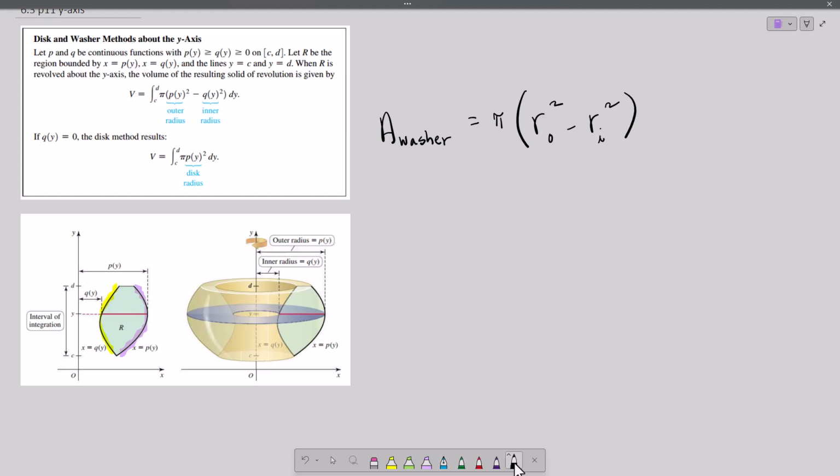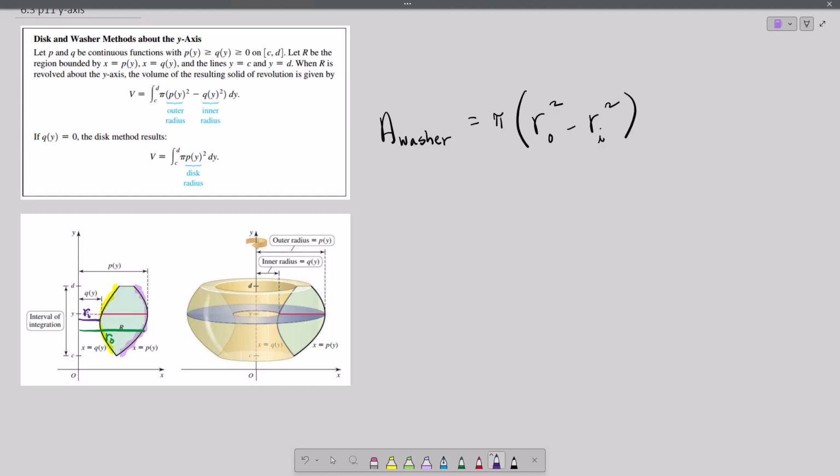That means the integrand has to be only filled with y expressions. Can't have any x's in there. Okay, so when we look at this formula, that's what it's showing. So p is going to be the distance to the outer function, so that is going to be your r sub 0. And your distance to the inner function, that is going to be r sub i. And so in this example, where p is the outer function and q is the inner function, it's going to be pi times p squared minus q squared, all with respect to y, though. So that's what that formula represents.